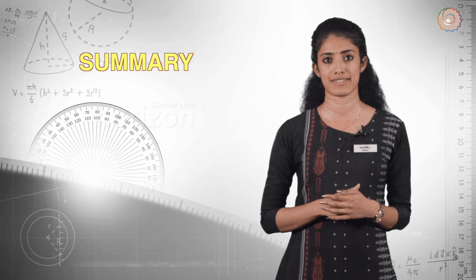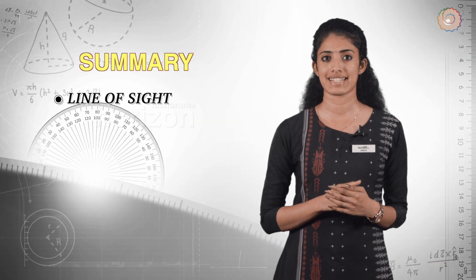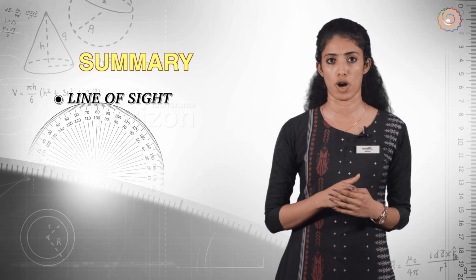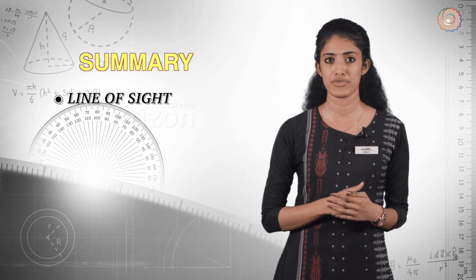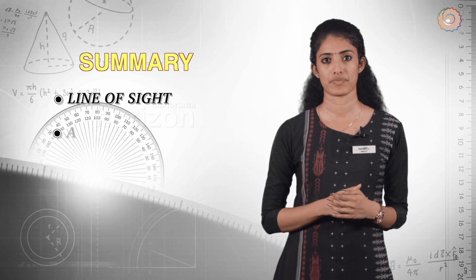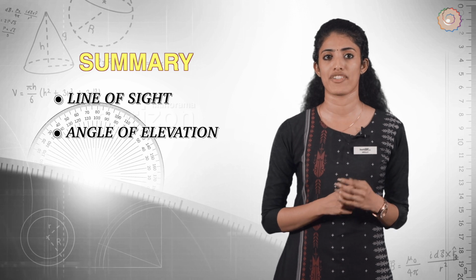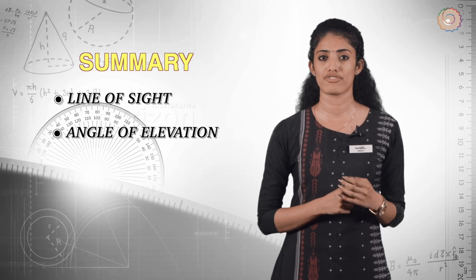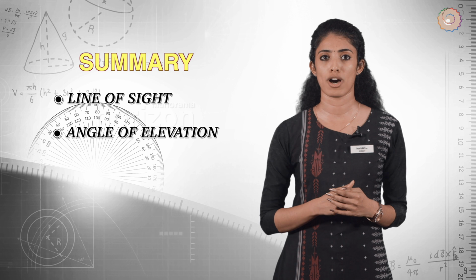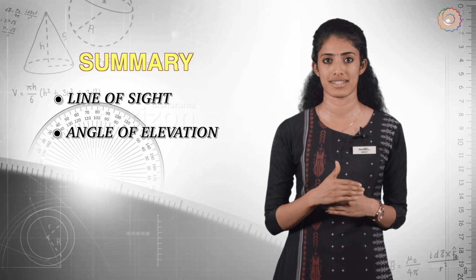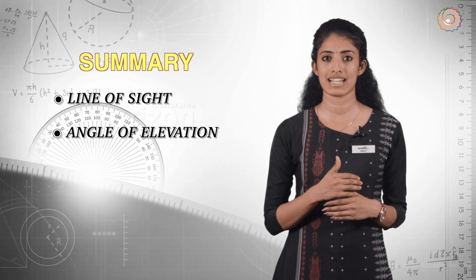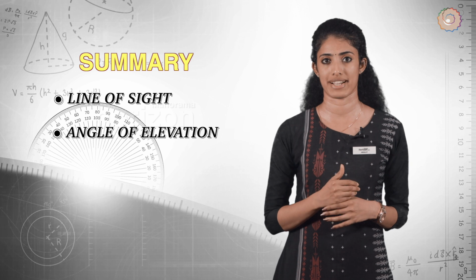Now, let's summarize. The line of sight is the line drawn from the eye of an observer to the point in the object viewed by the observer. The angle of elevation of an object viewed is the angle formed by the line of sight with the horizontal when it is above the horizontal level. That is the case when we raise our head to look at the object.